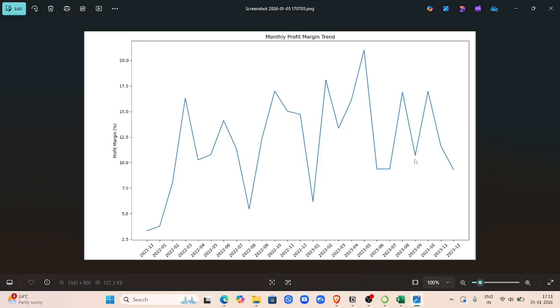The first thing we did was stop looking at the revenue and start tracking monthly profit margins. What we saw immediately was volatility. Margins ranged from 3% to 21%, with no consistent upward trend and several sharp drops despite high sales months. This told us the problem wasn't demand, it was efficiency.